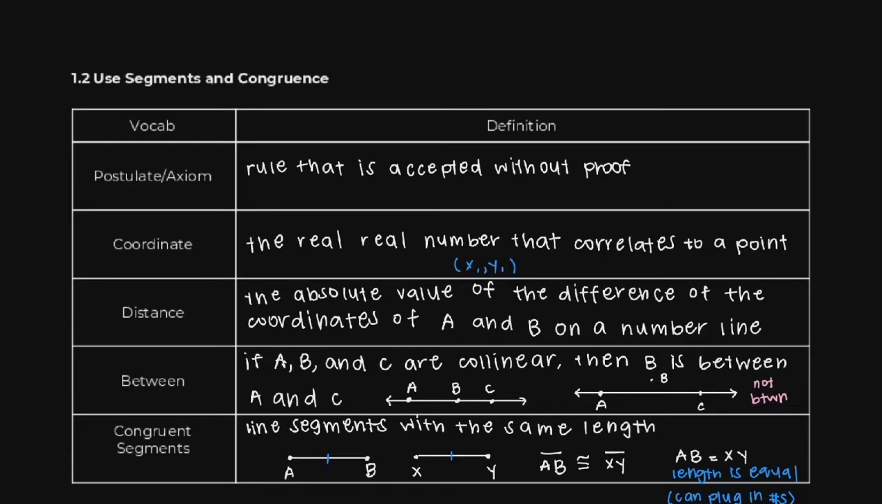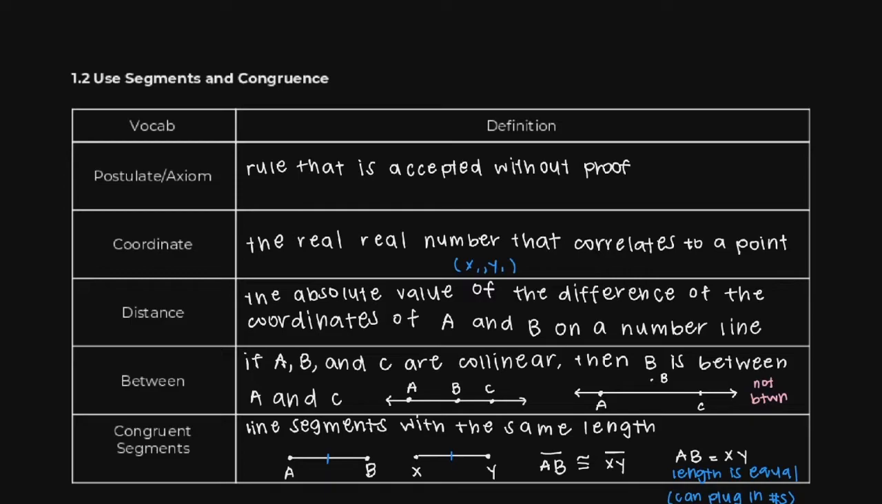A postulate or axiom is a rule that is accepted without proof. A coordinate is the real number that correlates to a point. Distance is the absolute value of the difference of the coordinates of A and B on a number line.